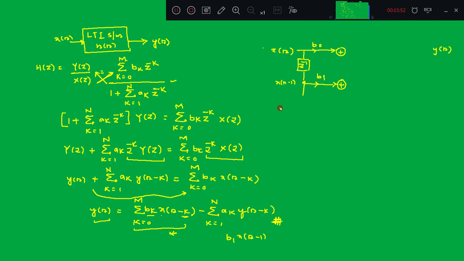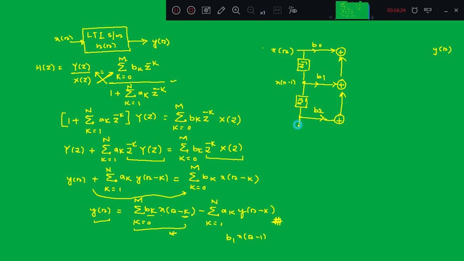Similarly, next, if you substitute k is equal to 2, you will get x of n minus 2. So how to get x of n minus 2? You have to add one more delay element to x of n minus 1, so that you will get x of n minus 2, and this x of n minus 2 is scaled by what? b2, because you are substituting k is equal to 2. So here you will get b2, and again you have to add. So you have to add all these things, right? It goes till m.